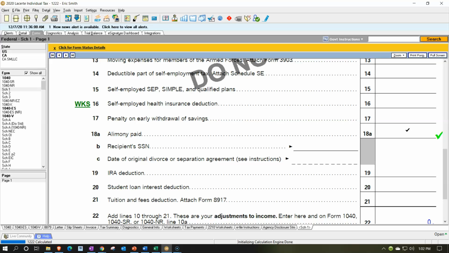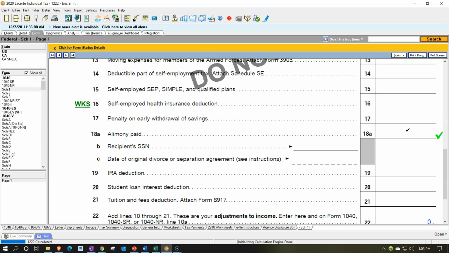You're not going to get typically a 1099 for it or anything like that. You're going to have to basically talk to the taxpayer about the alimony arrangement and whatnot, and see whether or not they made alimony payments, and then this is where it would be recorded if that were the case.